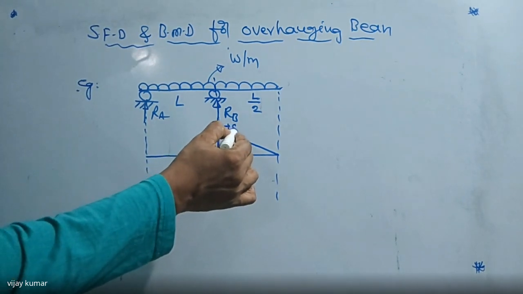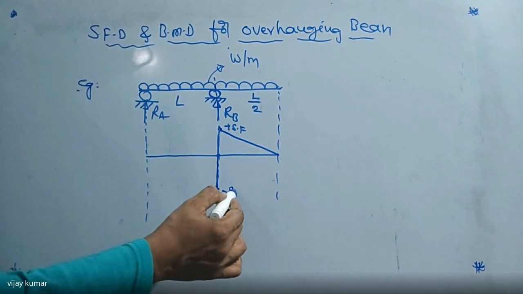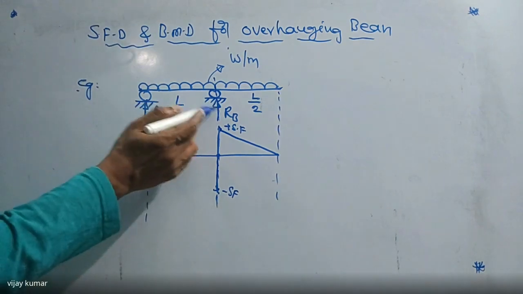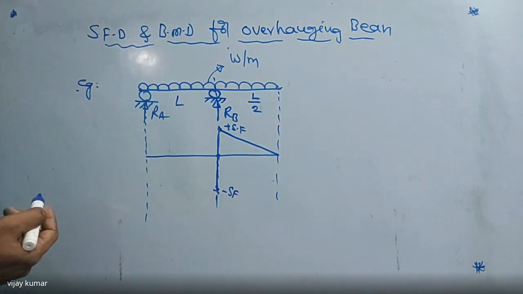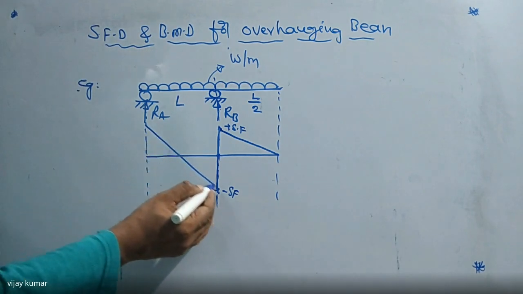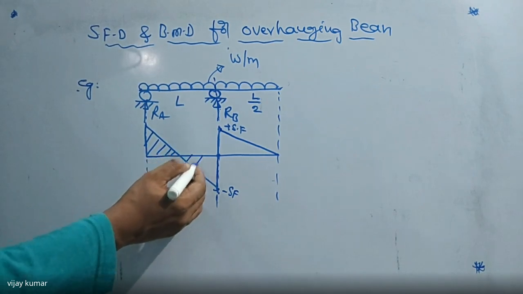Here is positive shear force, and if you come to this point, we will get negative shear force. Try to find those values. So between these 2 points, A and B, it is like a simply supported beam. For a simply supported beam, we can directly get it like this. So this is the shear force diagram for a simply supported beam between point A and B.